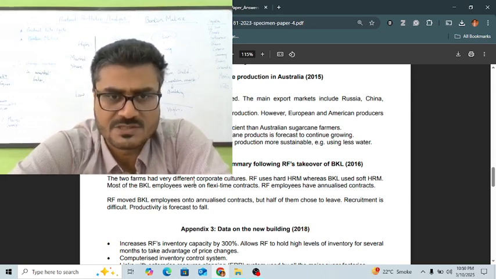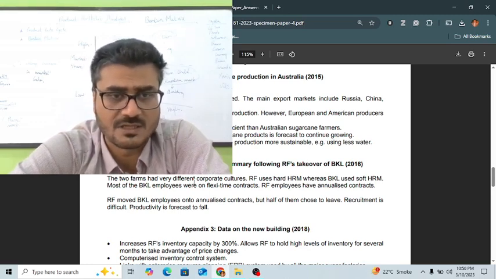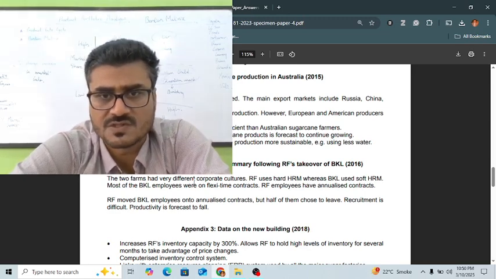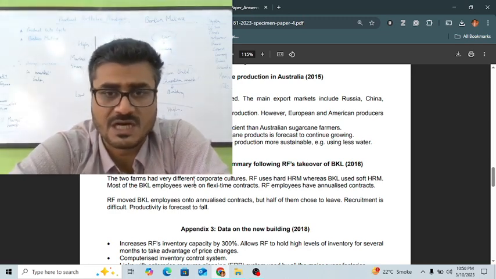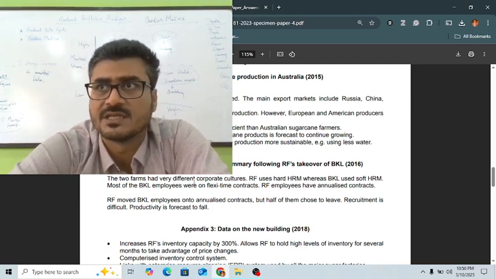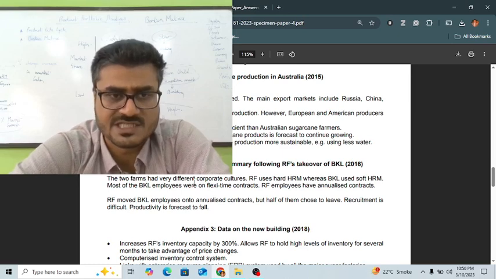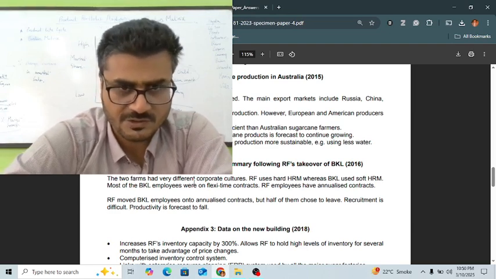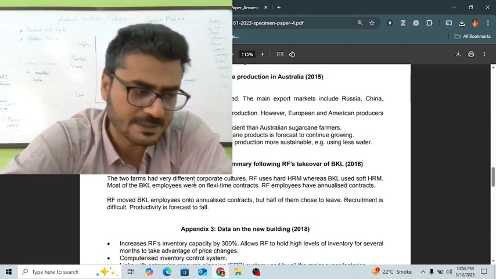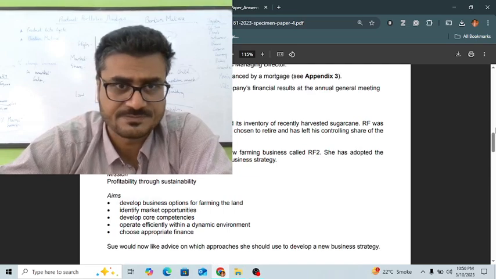And RF moved BKL employees onto annualized contracts, but half of them chose to leave. So there is high labor turnover. You can use that analysis point as well. And recruitment is difficult. Why? Because employees are already leaving because of RF using a hard HRM approach. There is no incentive for employees to join the company, and there is negative brand name, brand image, and high labor turnover. So due to the hard HRM approach, recruitment is very difficult, and productivity is forecast to fall because of low employee morale and motivation. And coming back, you can always use these points in your analysis.